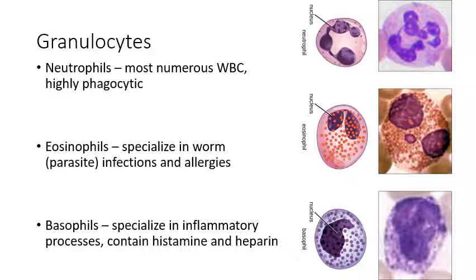You can tell an eosinophil by looking at it because most of the time they stain with these reddish granules. These guys are good for worm infestation. So if you have a worm infection or allergies, these are really helpful in the allergic response.